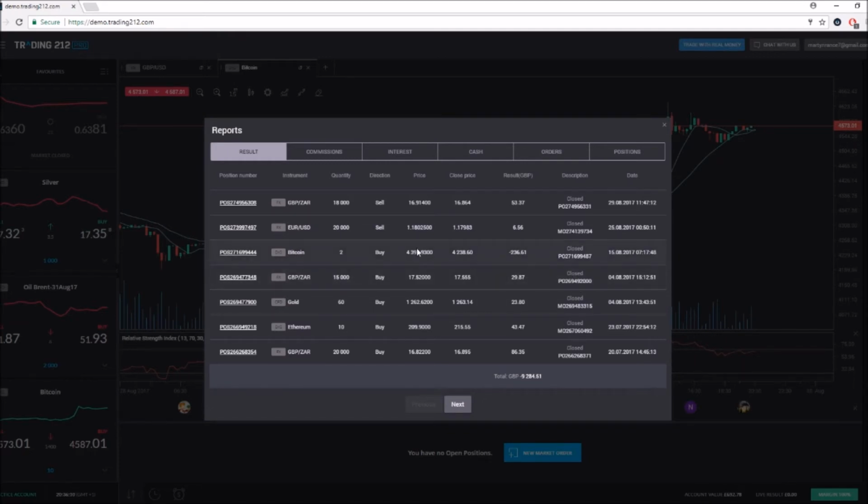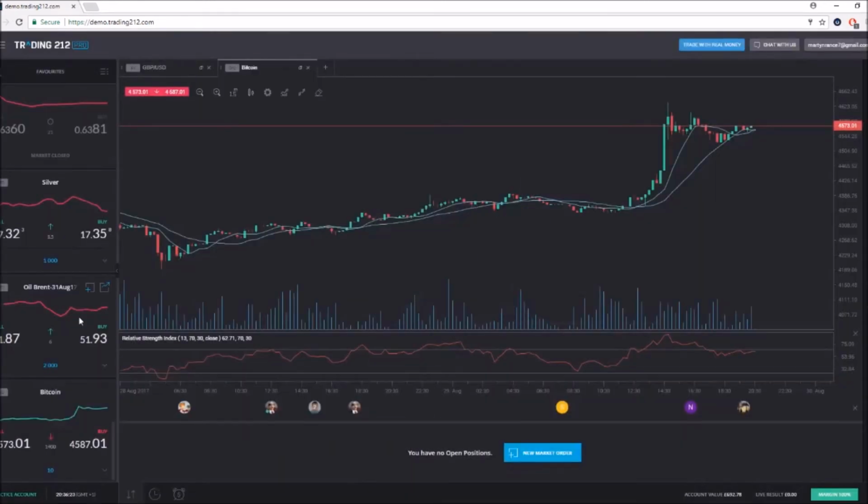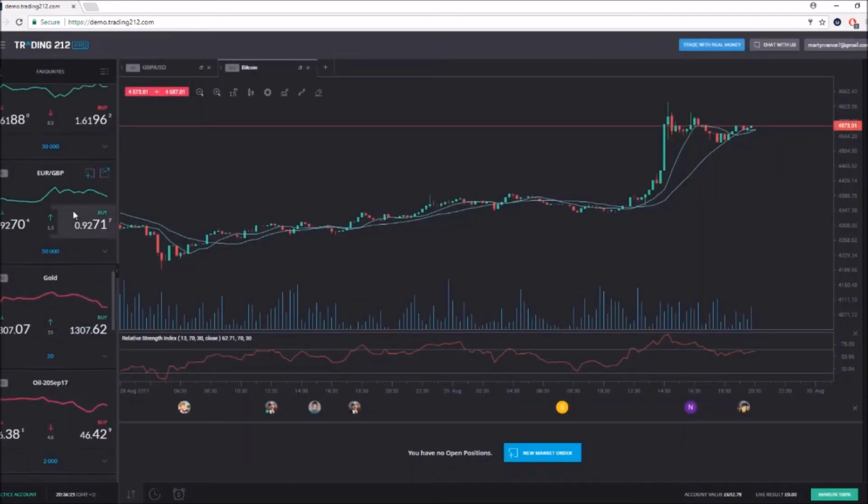I made that trade on my phone. Mostly trades I make on my phone. That hit a very nice profit for us. £53 on the sell. 16.91 fell to 16.86. Let's take a look at the pound to the South African rand right about now.